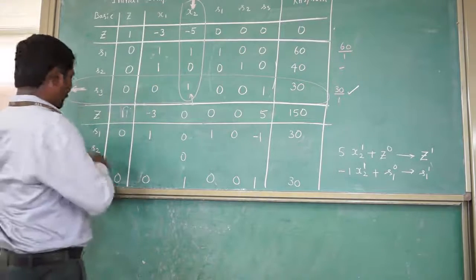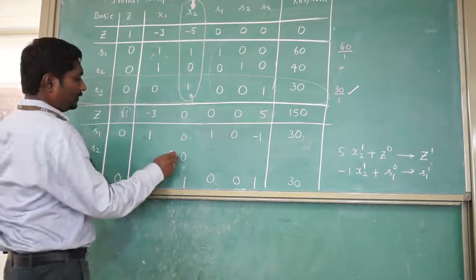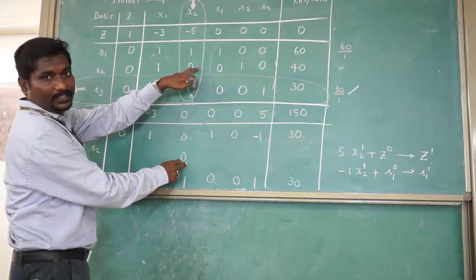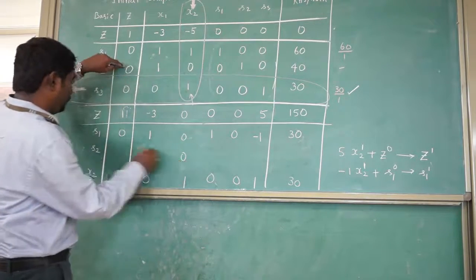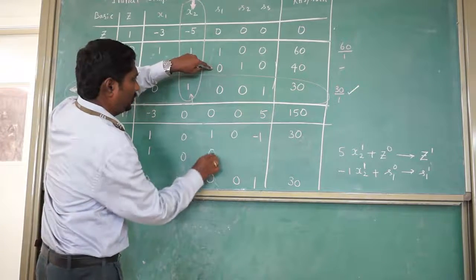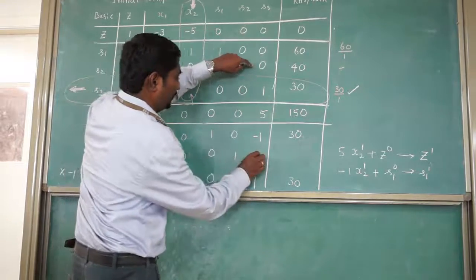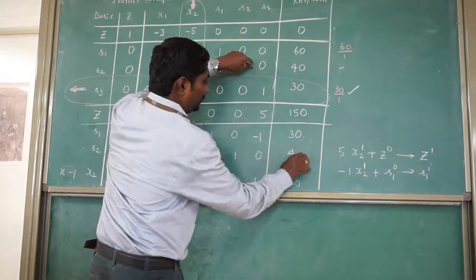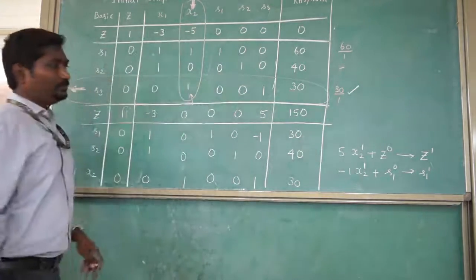Coming to S2, this we have to make it as 0, and luckily we have 0 here. So we are going to write these complete coefficients directly from the previous iteration because it is already 0 here. This is the first iteration.